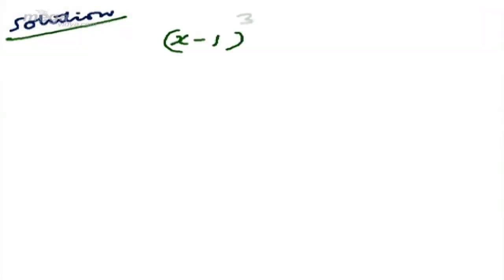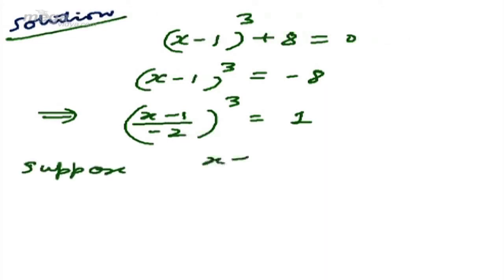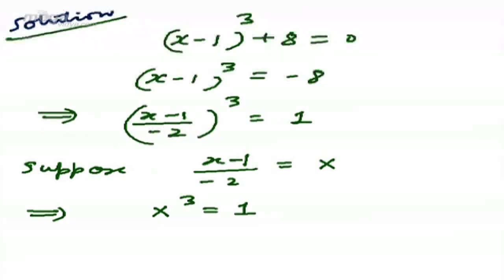(x minus 1) whole cube plus 8 is equal to 0. It is the given statement. This can be written as (x minus 1) whole cube is equal to minus 8. This can again be written as ((x minus 1) by minus 2) whole cube is equal to 1. Now suppose (x minus 1) upon minus 2 is equal to capital X. So the equation will become X cube is equal to 1. And we know that the cube roots of unity are given by 1, omega and omega square.